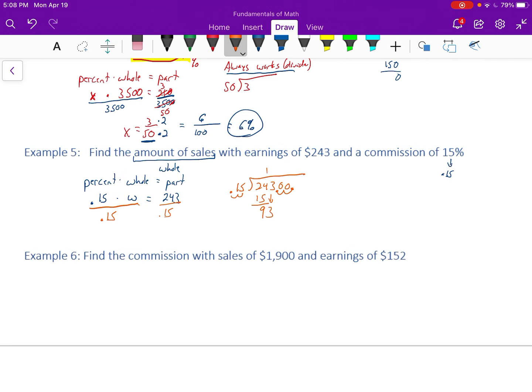15 into 93 is 6. 6 times 5 is 30. So this is 90. We subtract, and we bring down a 0. 15 into 30 is twice. 2 times 15 is 30. We get a 0, but we still have a 0 left, so we have to bring down a 0, and 15 goes into 0 times. And so we get the whole is $1,620.